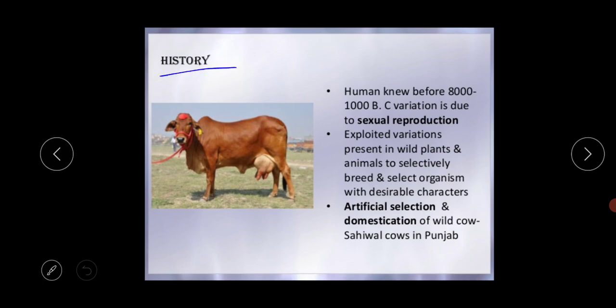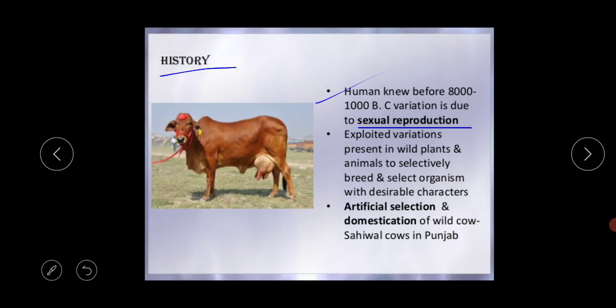The next thing is the history, from where this term genetics actually came. The first thing is that humans knew, before 8000 to 1000 BC, that variation is due to sexual reproduction, because through asexual reproduction variation cannot come. So the basis of variation is sexual reproduction.